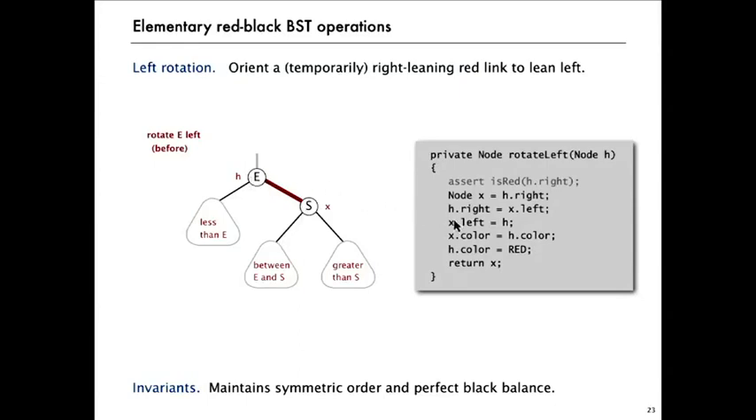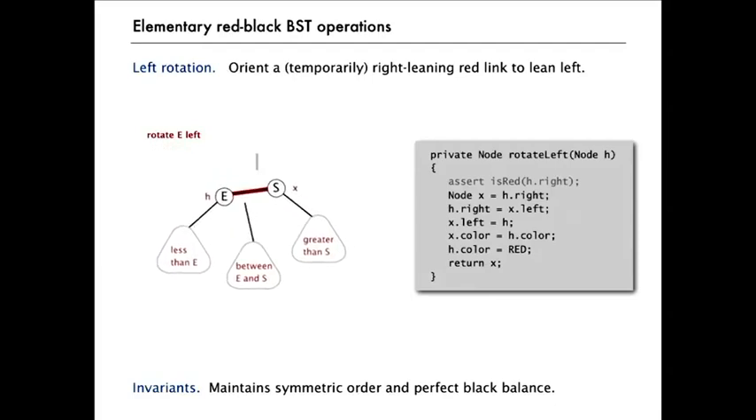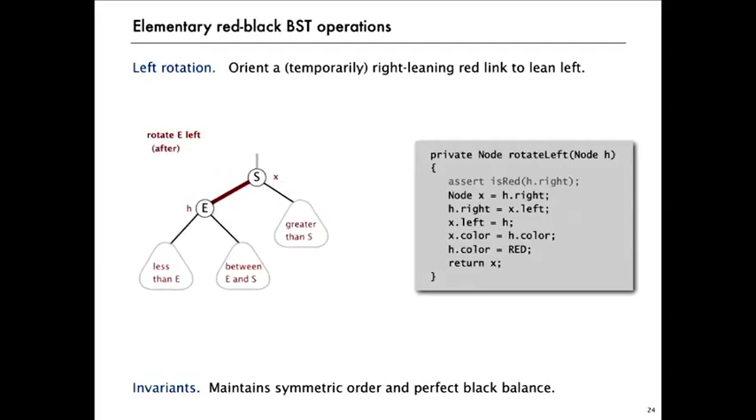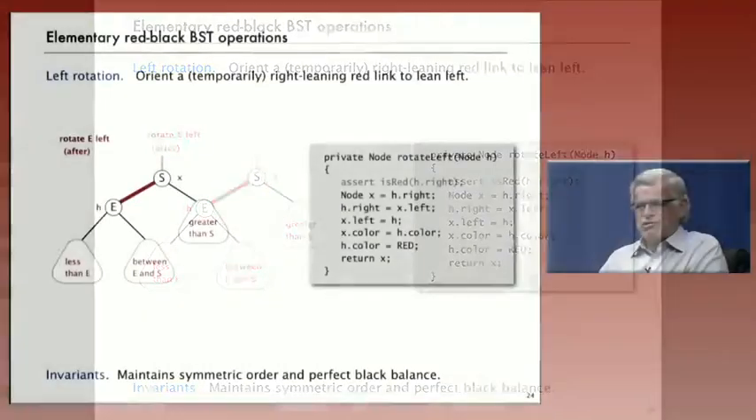And also whatever color h was, well, it looks like it should be black, but actually there's situations where it could be red. Then x is going to have that color because the link coming into h is going to be the link coming into x. And then h's color is going to be red afterwards. And then we return x to link further up the tree, which happens during our standard recursive insert. So that's a rotate left operation.